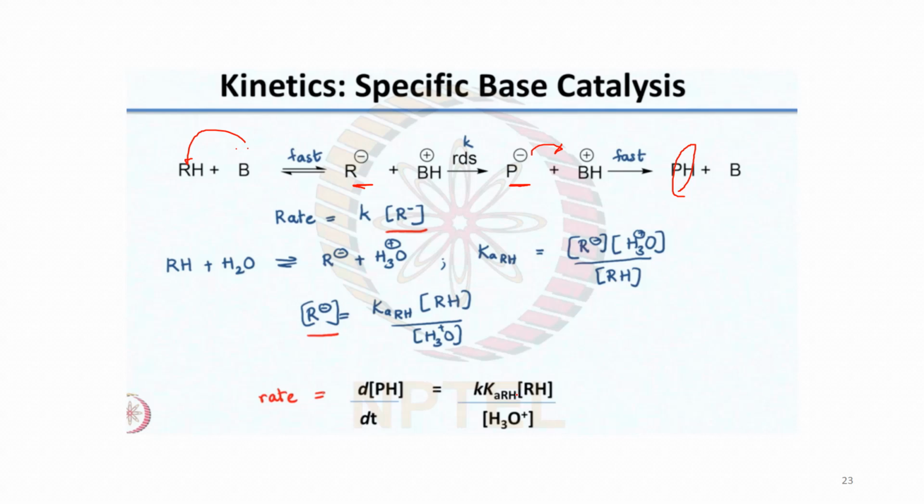Now in this case the rate of the reaction will be like this. Here you can see the reaction rate is inversely proportional to the pH. That means with enhancement of the pH, the reaction rate would be slower.